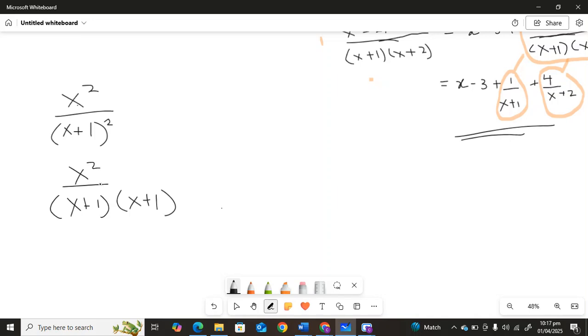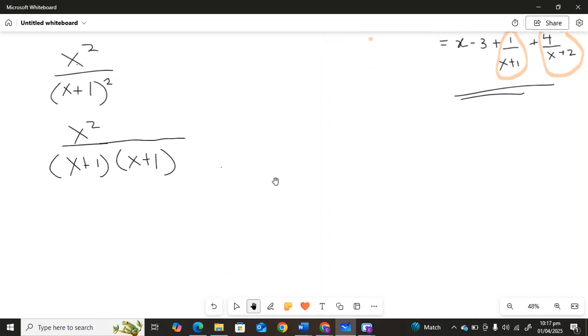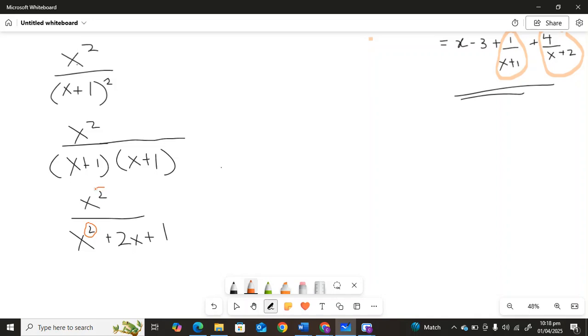What do we get? Let's multiply. X squared plus... yes. So have you seen? The power of the denominator is equal to the power of the numerator. So that's why it's an improper fraction.